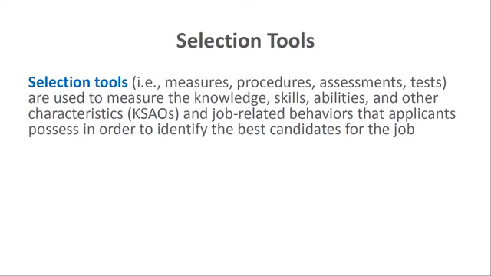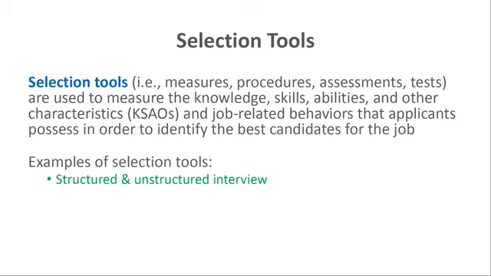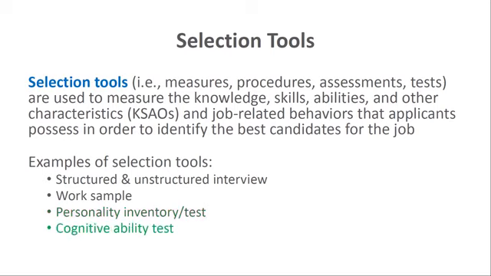Now, selection tools are used to measure the knowledge, skills, abilities, and other characteristics, or KSAOs, and job-related behaviors that applicants possess in order to identify the best candidates for the job. Examples of some common selection tools that you might encounter include structured and unstructured interviews, work samples, personality inventories or tests, cognitive ability tests, and situational judgment tests. Now, these are just some common examples, and there are many other types of selection tools that we could focus on as well. So now let's talk about selection from a staffing supply chain perspective.